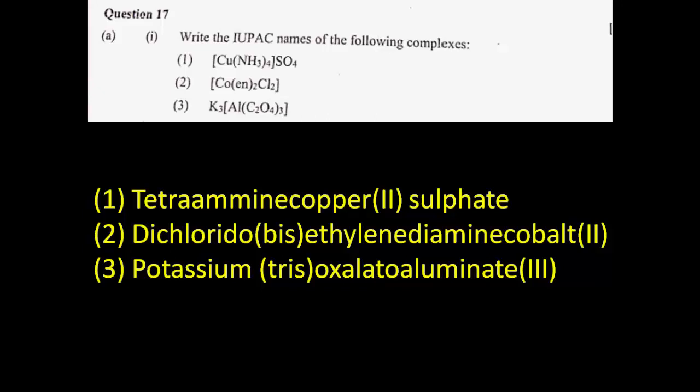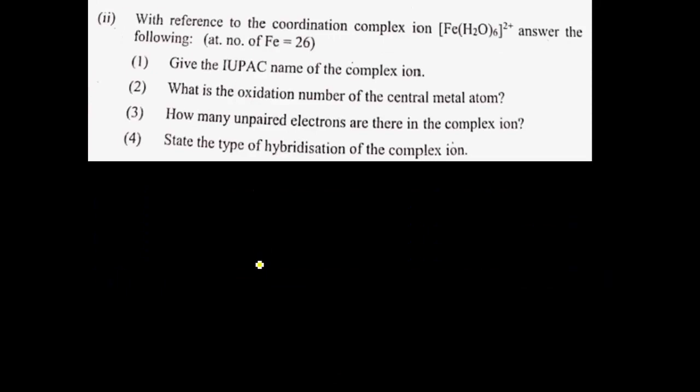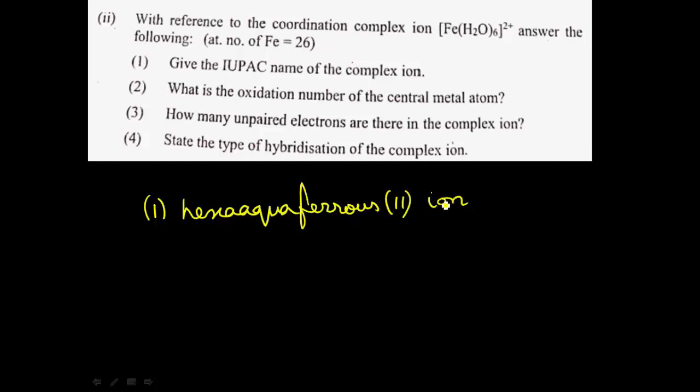Next, so these are some IUPAC names. The first one is tetraamine copper 2 sulfate. The second one is dichlorido bis ethylene diamine cobalt 2. The third one is potassium tris oxalato aluminate. You can pause this video to note this down if you don't know. Next, with reference to the coordination complex ion, answer the following. Okay, the IUPAC name of this is hexaqua ferrous 2 ion.